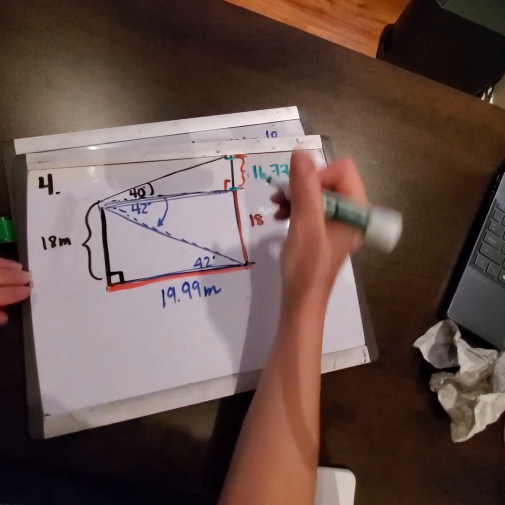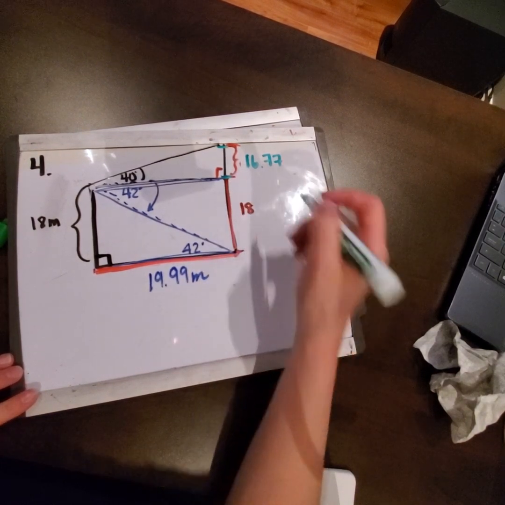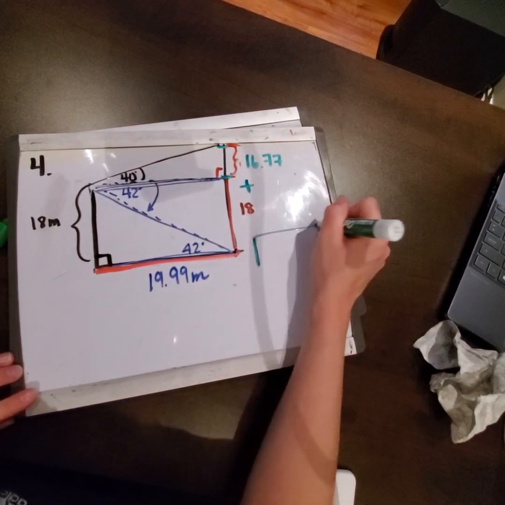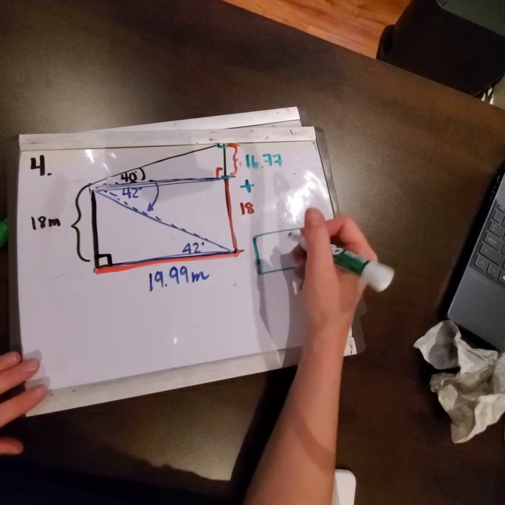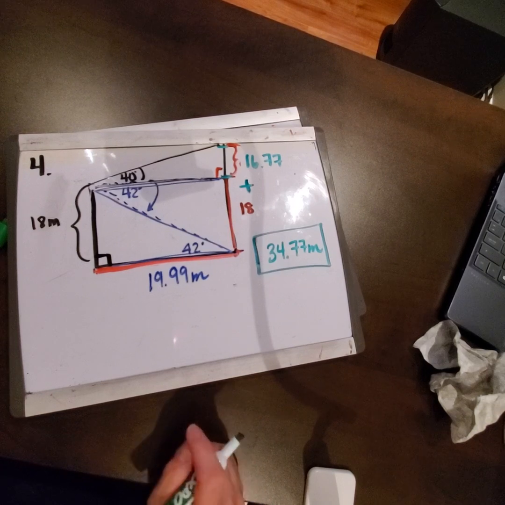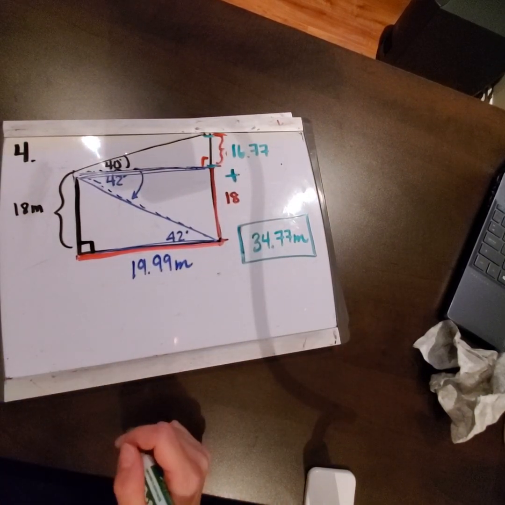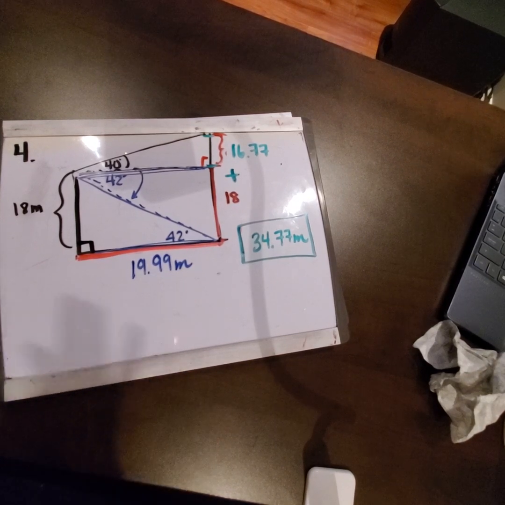That chunk there is 16.77. This first chunk was 18. If we add those together, we get the height of the building, which is 34.77 meters.